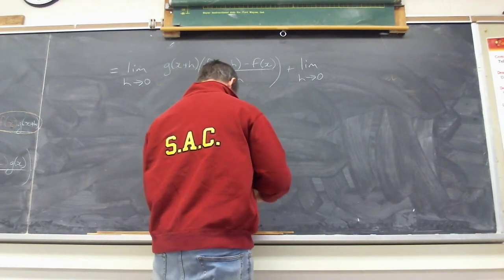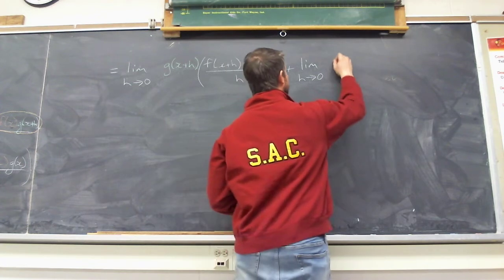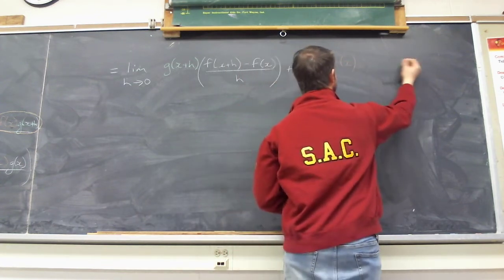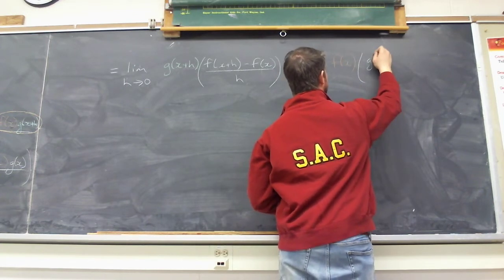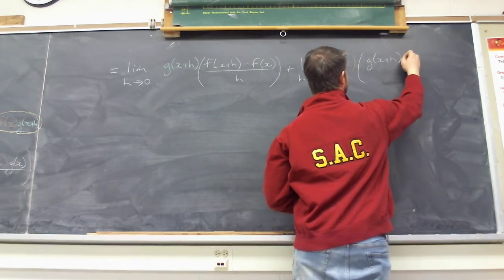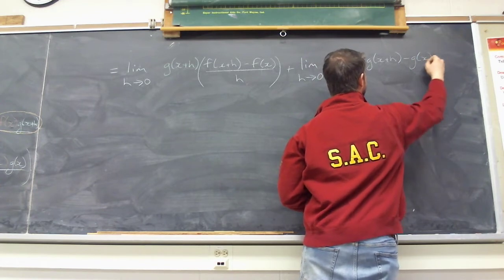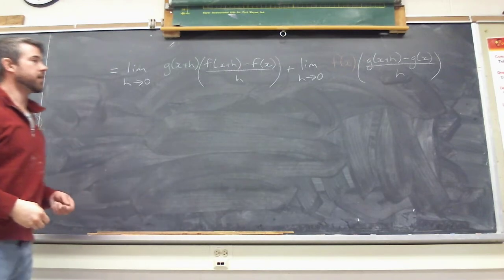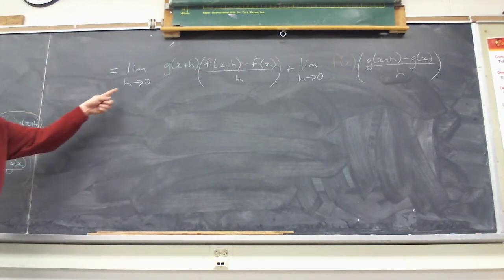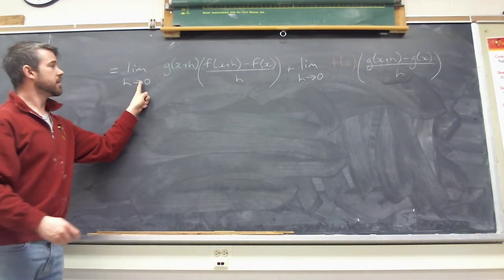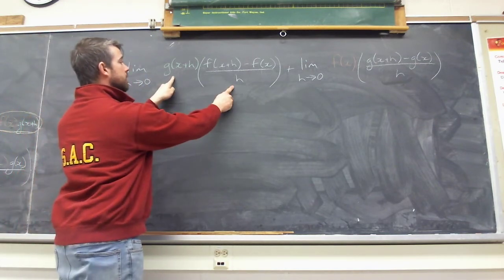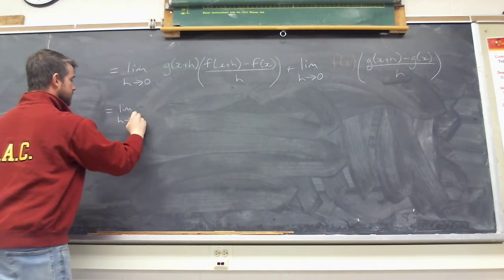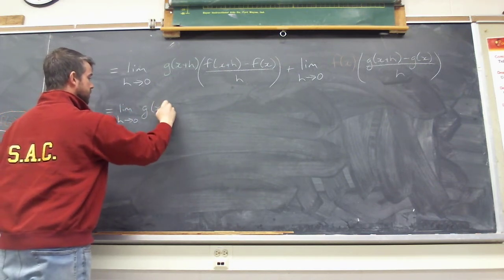And now I'll common factor my f of x out. So that was f of x times g of x plus h minus g of x. Now, if you happen to be thinking about your properties of limits, you can probably work fairly quickly through this. This is the limit of a product, so I'll be able to create this as the product of the limits. And I'll do that to both terms.